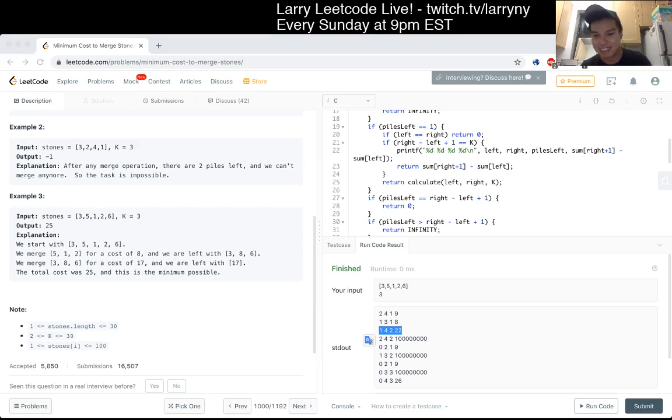Man, and this is right after a week where I was like, oh man, I'm starting to get the hang of this dynamic programming thing.